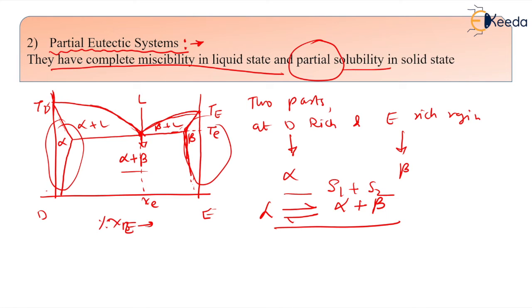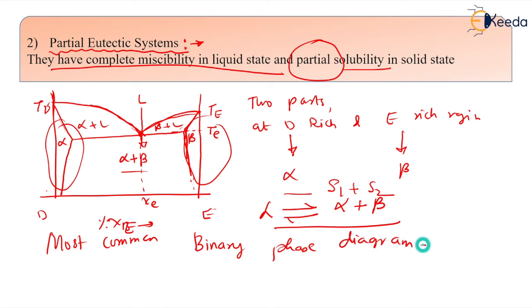So dear students, this is the most common binary phase diagram. So if you see here the number of phase fields, suppose I say the number of single phase fields, how many are there? Single phases: alpha, beta and liquid.